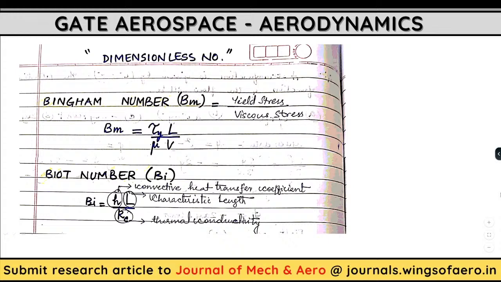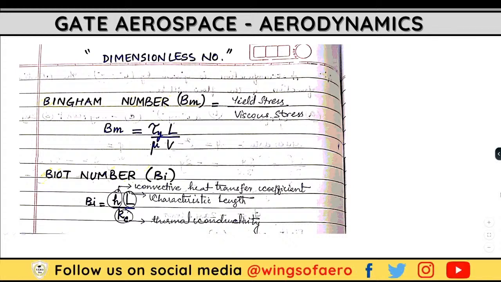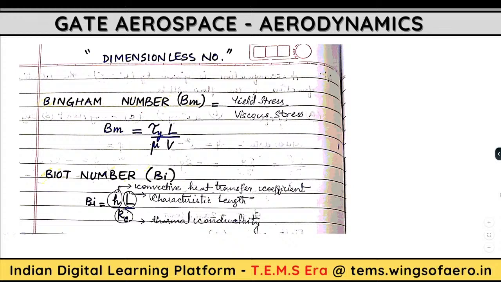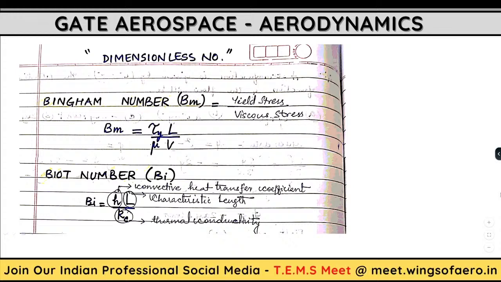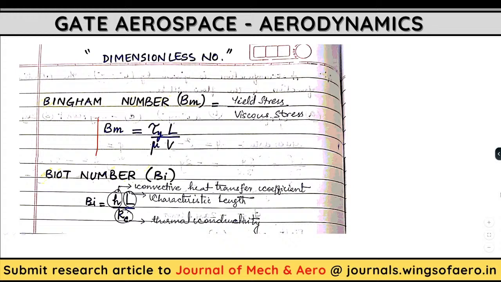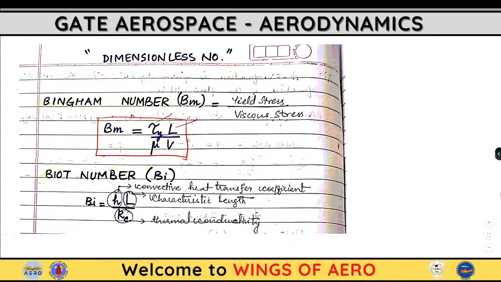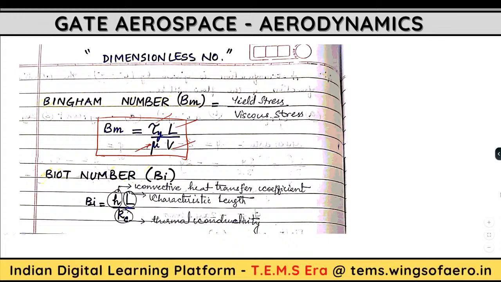So first we have the Bingham number. For this Bingham number, you have to remember the definition and the formula. That is very important. They will ask questions based on that. Bingham number is the ratio between the yield stress and the viscous stress. This is the formula of the Bingham number. Tau represents the shear stress, L is the length of the plate, mu is the dynamic viscosity, and V is the velocity.